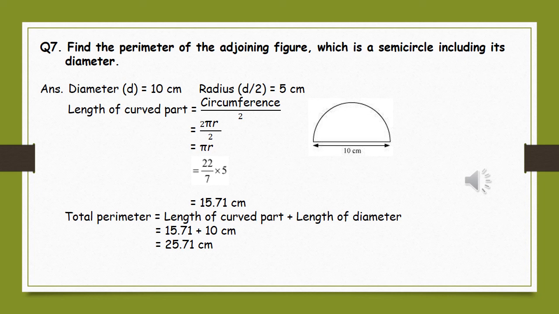Total perimeter will be the length of the curved path plus the length of the diameter. Length of the curved path is 15.71 plus diameter is 10 centimeter. If we add, we get 25.71 centimeter.